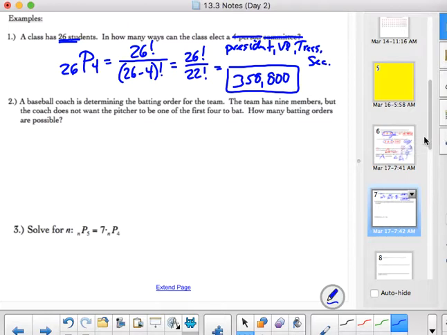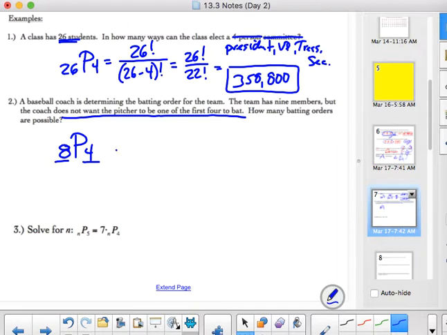The team has 9 members, but the coach does not want the pitcher to be one of the first 4 to bat. Okay. So the idea here is if we take the pitcher out of the mix for the first 4 positions, really what we have is 8 players to choose from. Again, 9 minus the 1 pitcher. And we want to find the number of permutations of the first 4 batters, right? So we have 8 players to choose from here, and we're choosing 4 of those players to fill out those first 4 slots in the batting order.